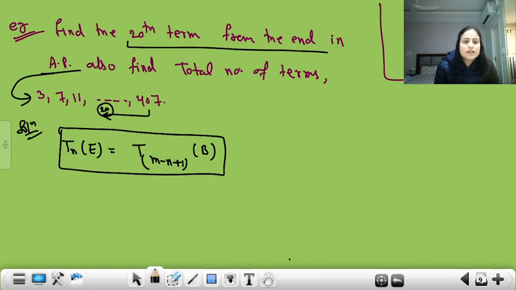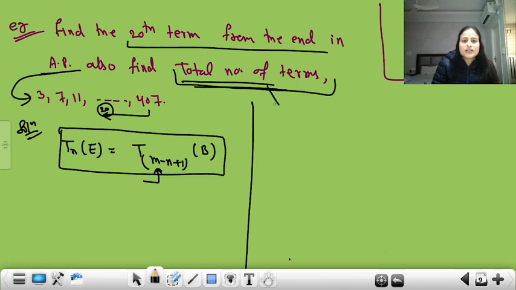Okay, but for this I want this m, and here m is nothing but the total number of terms. So I have to first find the value of m, that is the total number of terms, then only I can apply this formula, right? And in the question we need to get the total number of terms. So let's find the total number of terms.